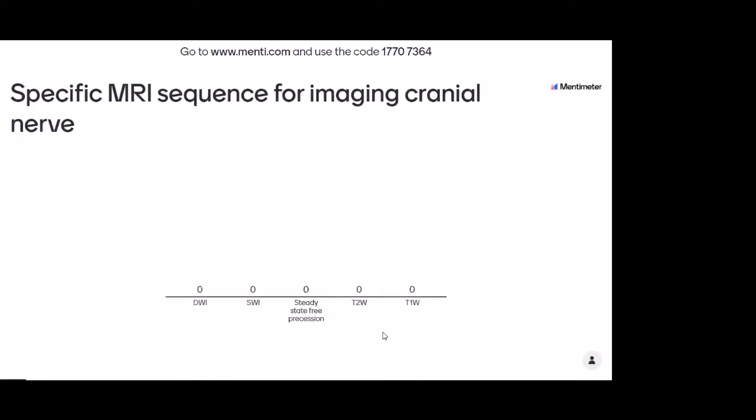So I'm starting with the question. What is the specific MR sequence for imaging cranial nerves? Because we are studying cranial nerves today, and on imaging, what is the specific MR sequence for imaging cranial nerves? Is this diffusion weighted sequence, SWI, steady state free precession, T2 weighted, or T1?